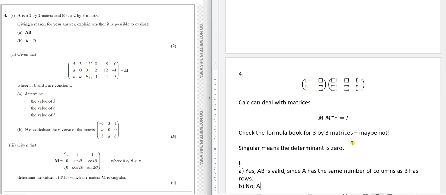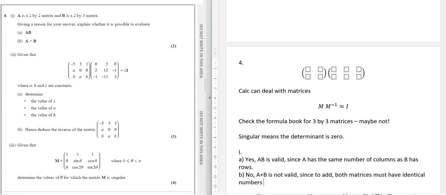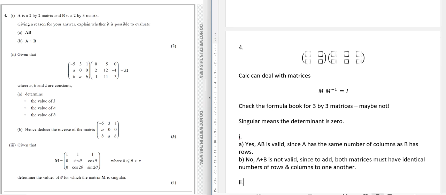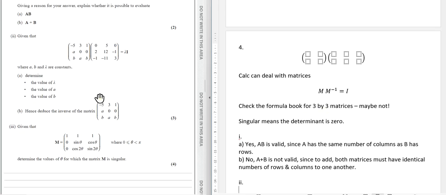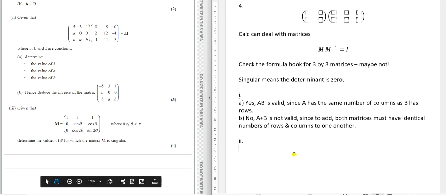A plus B is not valid since to add, both matrices must have identical numbers of rows and columns to one another. 2 marks straight away. The second part, I'm going to skip for now, but the third part I'm going to look at.